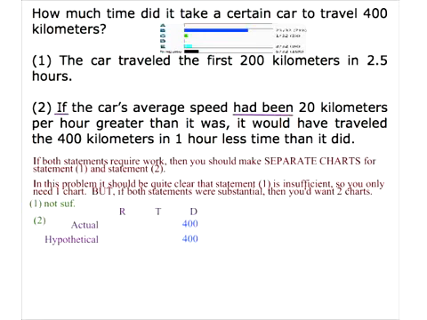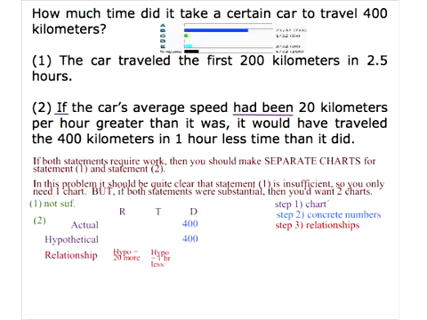So again, let's write out the steps that we're doing. Step 1 is to make the chart. Step 2 is to put concrete numbers in the chart. Step 3 is relationships. We don't need a relationship between 400 and 400 because those are hard numbers. But the relationships in words: the rate, if the car's average speed had been 20 kilometers per hour greater. So this means that the hypothetical is 20 more. The relationship for time is that the hypothetical time is 1 hour less. Also, make sure that you check these with common sense. If you got that this was more and that this was also more, you should know that that's impossible. Because if you take more time, then you would have less rate.